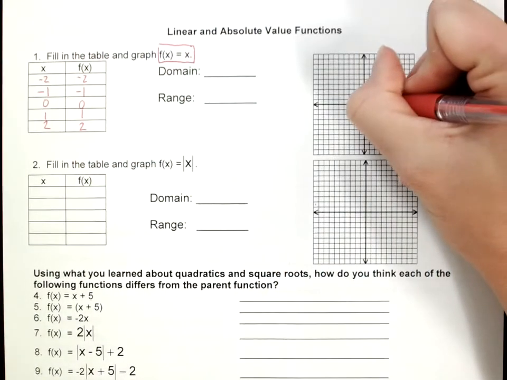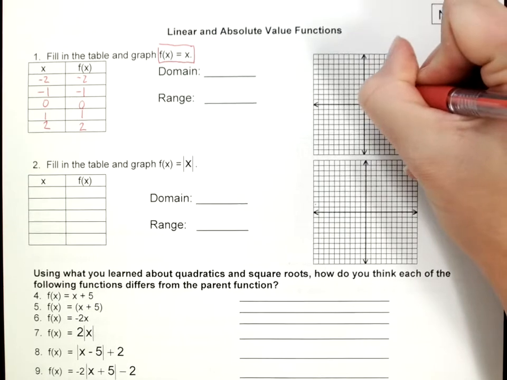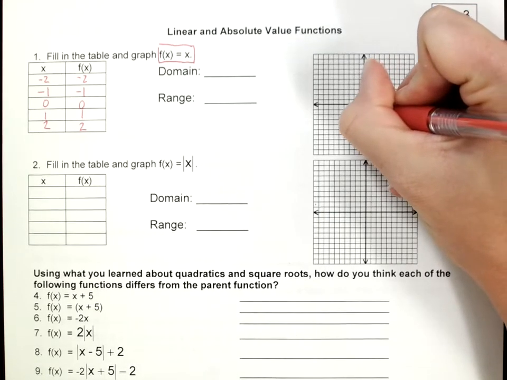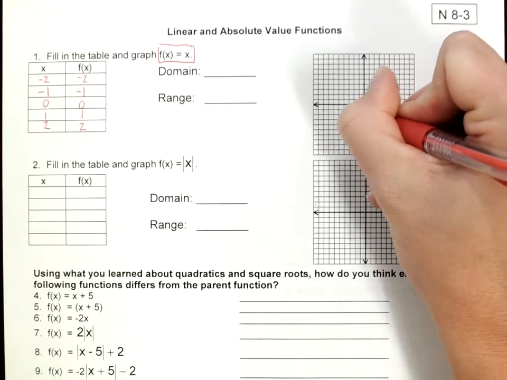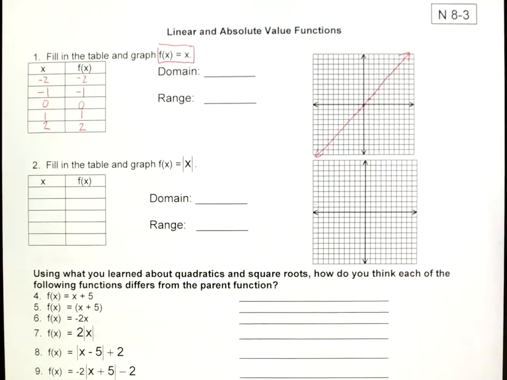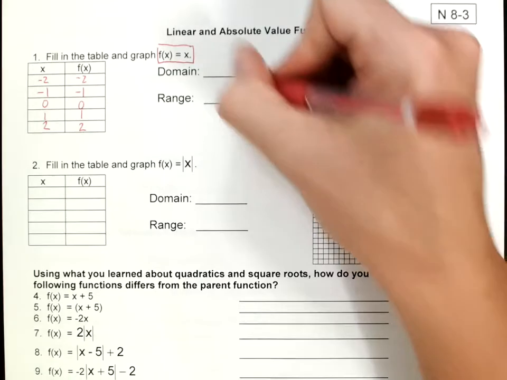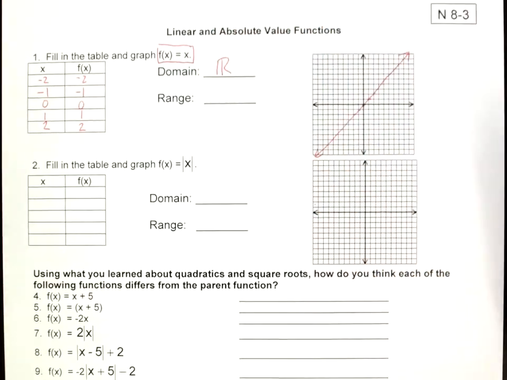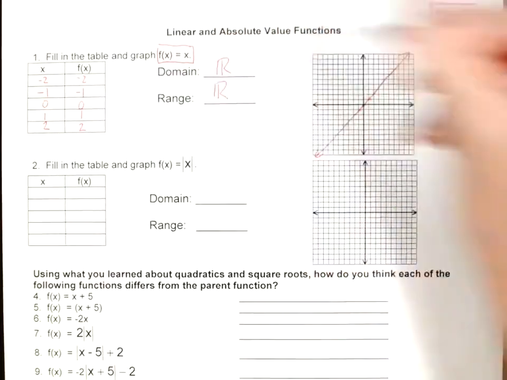If I plot these, again, we're just going to have this straight line, or a linear equation, that passes through the origin with a slope of 1. Our domain for this graph is going to be all real numbers. Our range is also all real numbers.